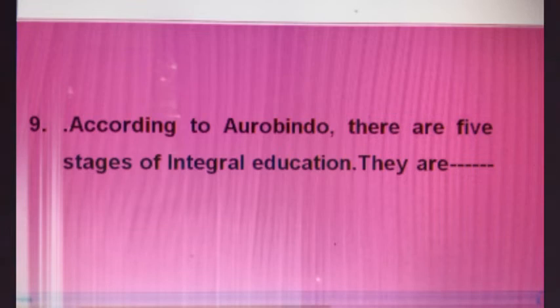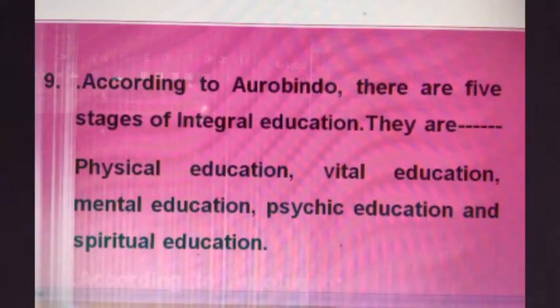Now the ninth question. According to Aurobindo Ghose, there are five stages of integral education. They are dash. Answer: physical education, vital education, mental education, psychic education, and spiritual education. According to Sri Aurobindo Ghose, there are five stages of integral education. They are physical education, vital education, mental education, psychic education, and spiritual education.